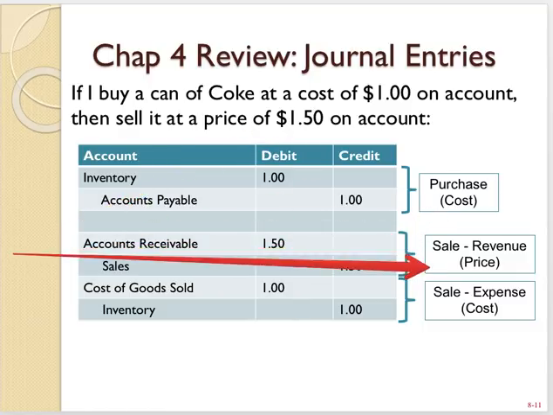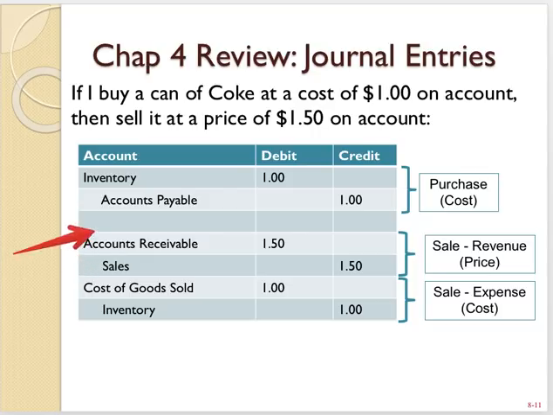So the revenue part of the transaction, because our customer bought it on account, they haven't paid us for it yet. They owe us the money, so it's accounts receivable. And the other side of the entry is sales, which is a revenue account showing that we provided goods or services to our customer. And the amount we use for the sales part of the transaction is the price of $1.50. That's what we sold it for. That's the value of the goods that we sold, and that's what our customer is going to be paying to us, $1.50.